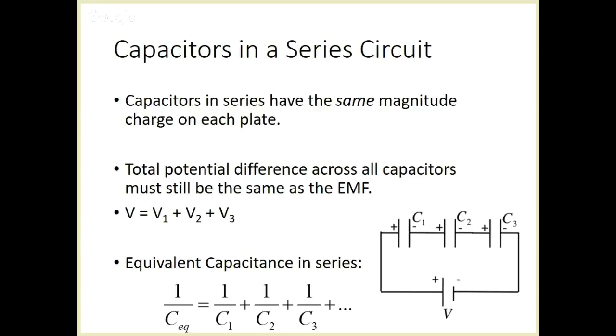EMF is the voltage from the battery. So EMF is battery voltage, or total voltage. And EMF has that symbol epsilon, or V total. Either, I kind of use them interchangeably.